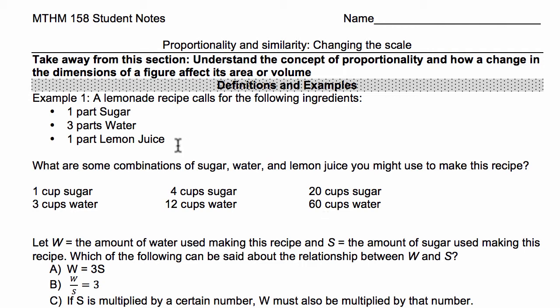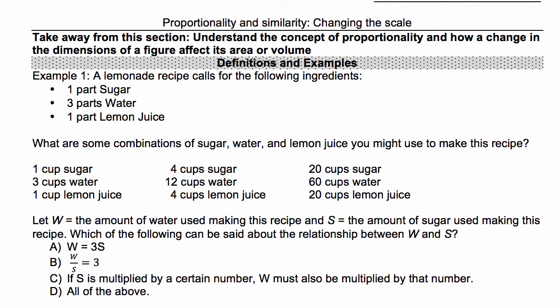Finally, the amount of lemon juice according to the recipe should match the amount of sugar. This means we will use 1 cup of lemon juice the first time we make the recipe, 4 cups the second time, and of course 20 cups the third time. Of course, there are infinitely many other combinations of sugar, water, and lemon juice you might use and still follow this recipe.